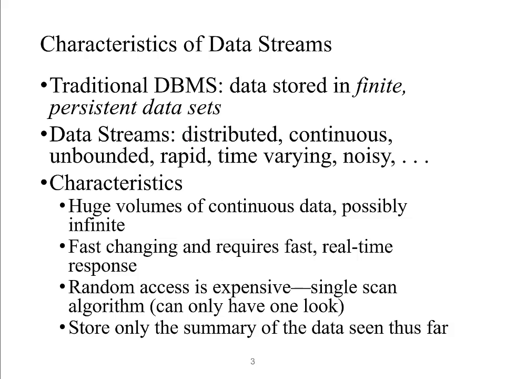Continuous, we will discuss this later. Unbounded, so basically you don't know the bound of the data in data streams. Rapid is the speed of the generation of the data. Time varying, so as you can see, the distribution or the characteristic of the data in data streams actually varies with time. Noisy, so you can expect dirty data or noisy data in data streams.